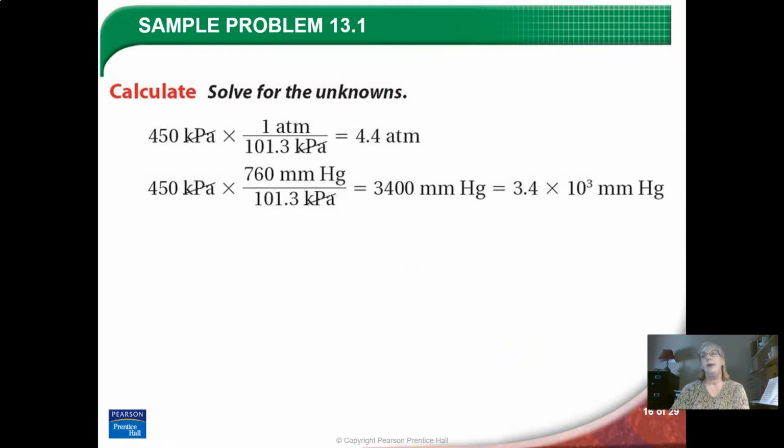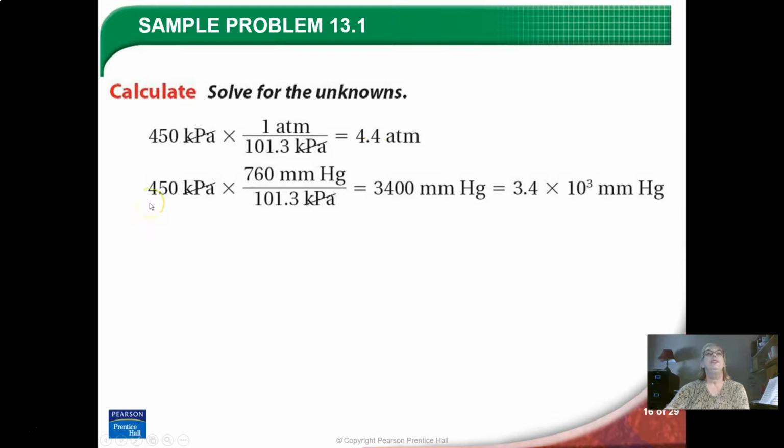This is a basic kind of problem you need to be able to do, so practice this. This was 450 kilopascals. We're going to use that conversion factor of 101.3 kilopascals in 1 atm. Take this in your calculator, 450 divided by 101.3, and you'll get that, with 2 sig figs. Make sure you can do these problems quickly and you know how to do them.